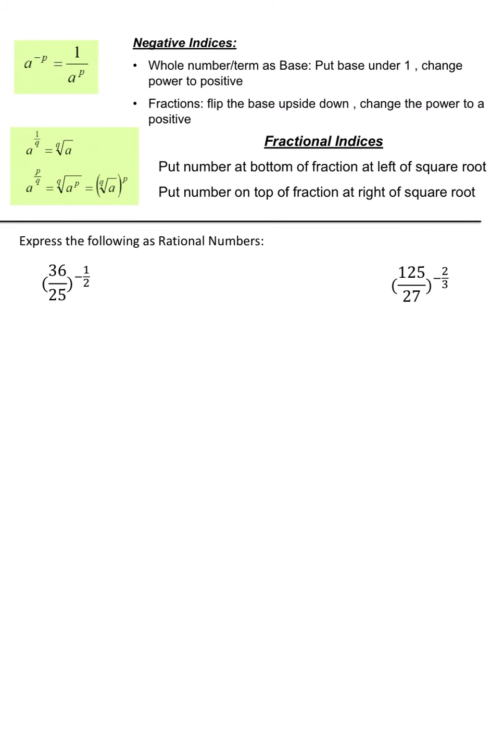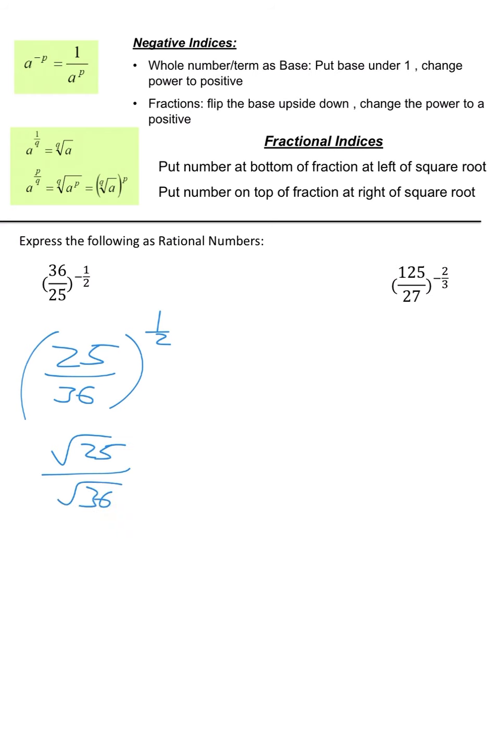Okay, now here we're going to combine the negative indices with fractional indices. So the first rule with negative indices is, if you have a fraction, we flip the base upside down and change the power to positive. So let's do that with the first one here. It's a negative indice, so let's flip it upside down. So we have 25 over 36, all now to the power of a half. So you can see the power is changed to positive. Now, you should know the power of a half is the same as square root. So you have square root of 25 over the square root of 36. So that would be equal to 5 over 6.